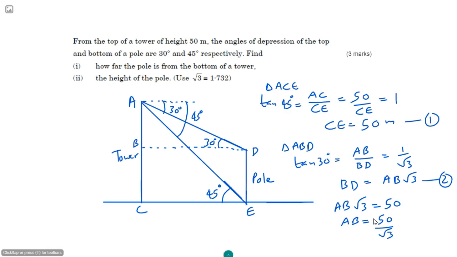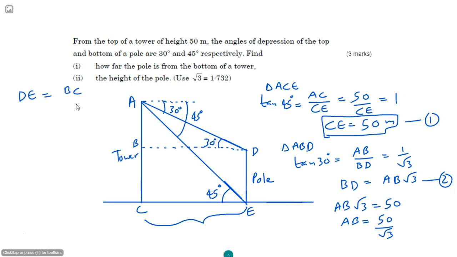Let's take one more look at the question. We need to find how far the pole is from the bottom of the tower. So they are asking us to find this distance CE. How far is the pole from the bottom of the tower? We have already found CE, that's 50 meters. So that answers the first part of the question. Now we need to find the height of the pole. The height of the pole is DE. And you know that from rectangle BDEC, DE is the same as BC.